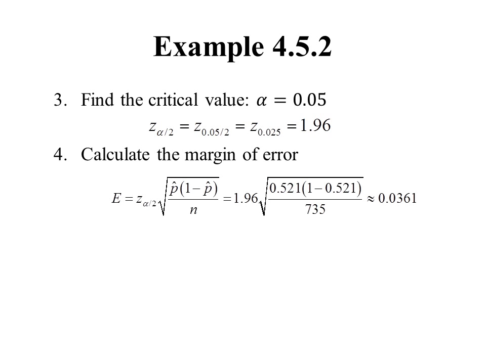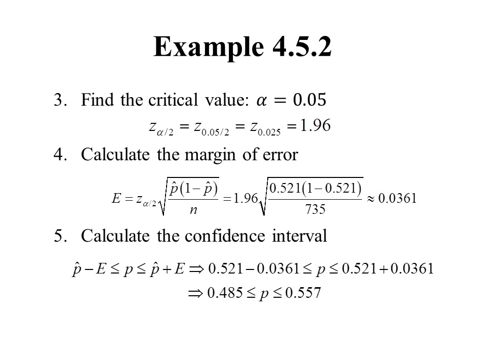Fourth step is to calculate the margin of error. So here's our formula for the margin of error, and we just plug things in. Here's the critical value, p hat, 1 minus p hat divided by n. We do that arithmetic, and we get 0.0361.